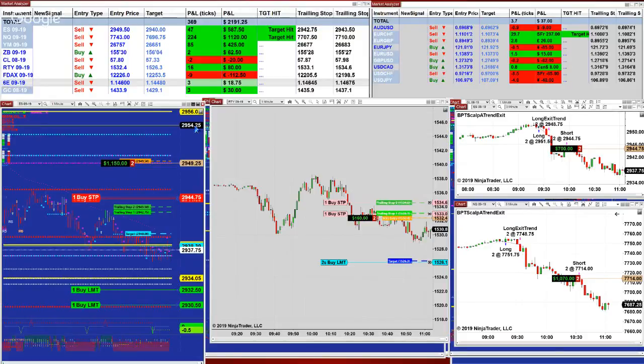This is over for the ES, guys. It is a place where you can reverse on the ES, even on a micro account.